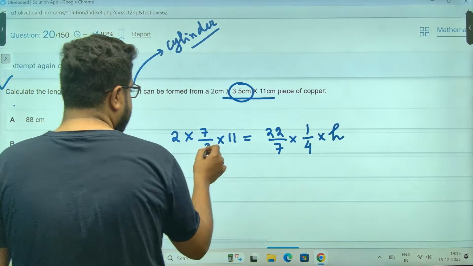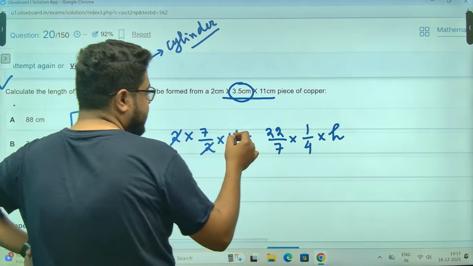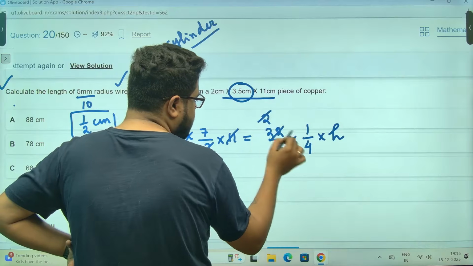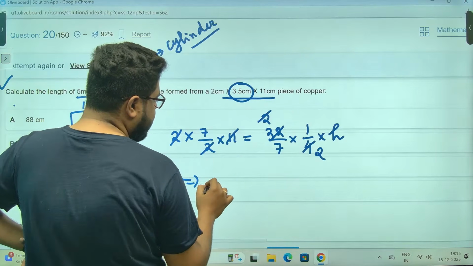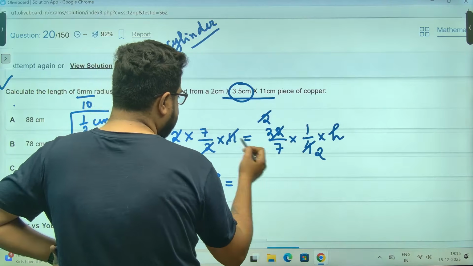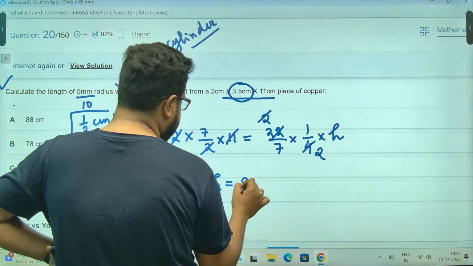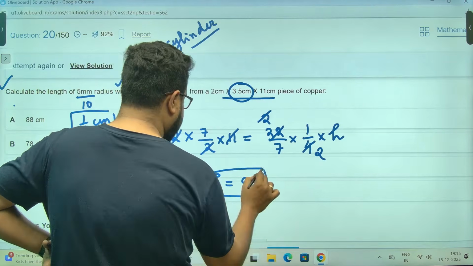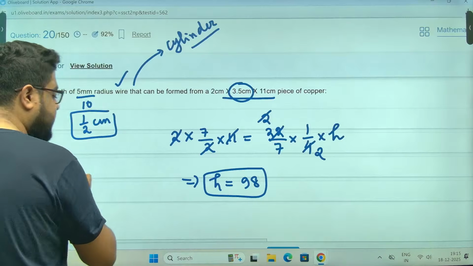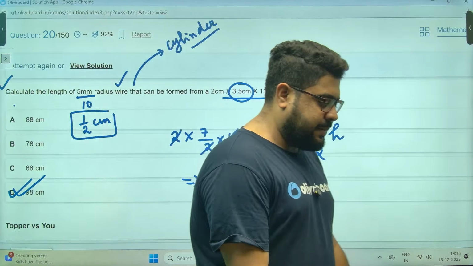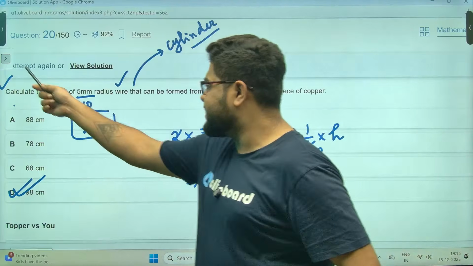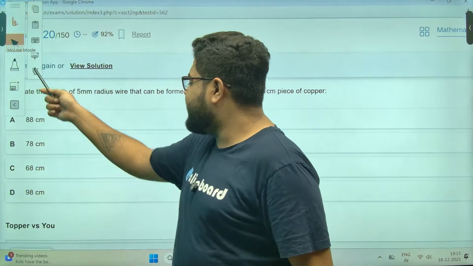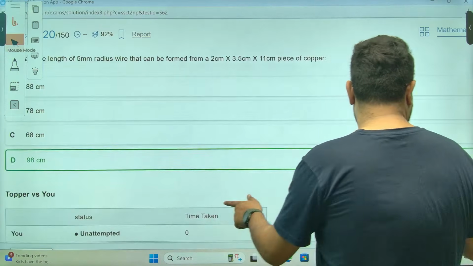Just calculate, sir. 2 cancels. 11 2s are 2, this is 2, sir. And I don't think I can do anything more. So this will be just multiply, 98. 98 centimeter, option number D. That's your answer. It's a very simple question. Very, very simple questions.